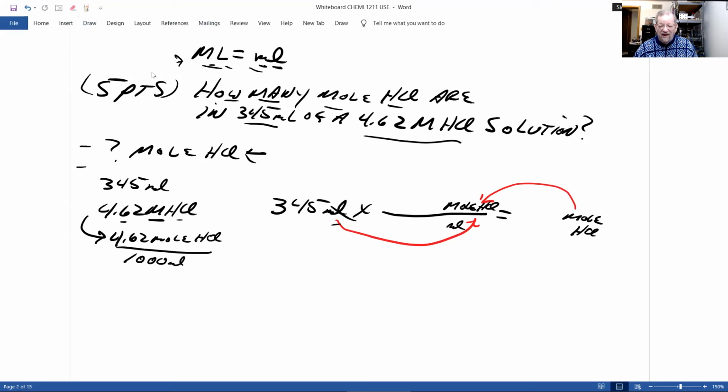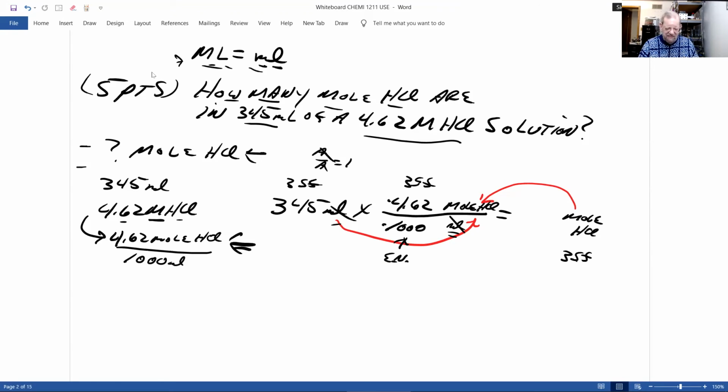So milliliters divided by milliliters cancel out because A divided by A equals 1. Where do I get these numbers? Where do I get a relationship of moles of HCl and milliliters? Right here. We have 4.62 moles of HCl per 1,000 milliliters. And this is 3 significant figures. Oh, look, 3 significant figures, and 1,000 is an exact number. So my answer, lowest of the 2, 3 significant, should be 3 significant figures.